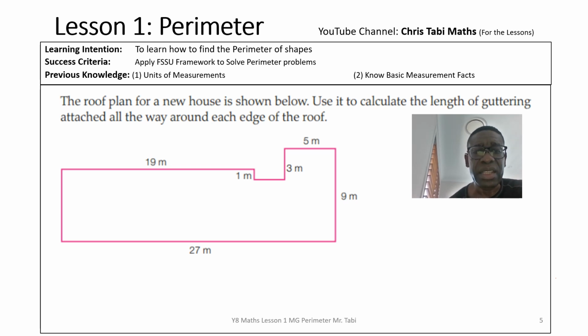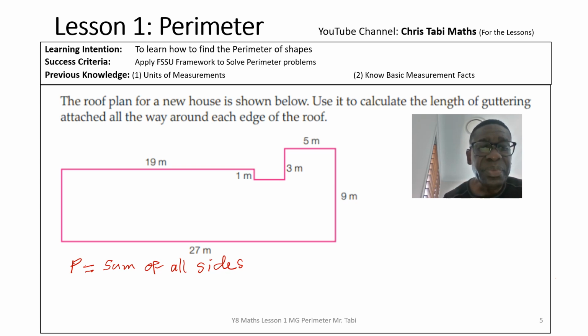Let's have a look at this problem here. Now, you will understand that, again, in doing this, you may want to first check and see that you know all your things that you need to find out first. Remember, perimeter is going to be equal to the sum of all sides. So let's put that as our formula, the sum of all the sides.